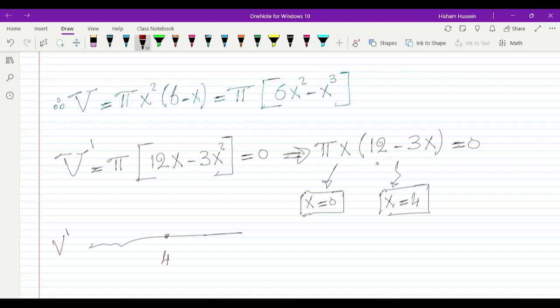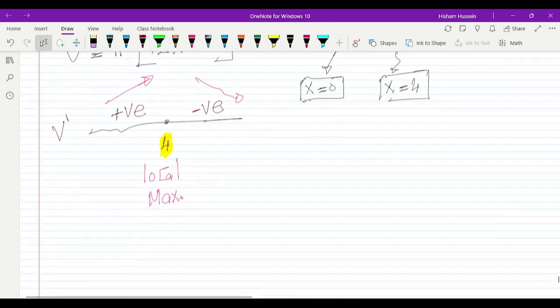On the number line for V dash, substitute in the derivative of the objective function with a value before 4, like 1, and you will get positive. With a value after 4, you will get negative. So it's positive, then negative. This means that this point is a local maximum point.